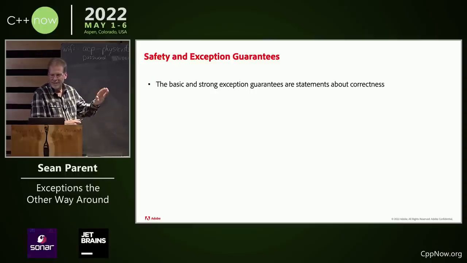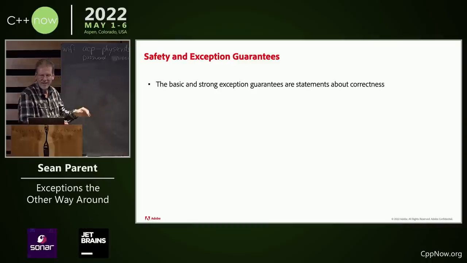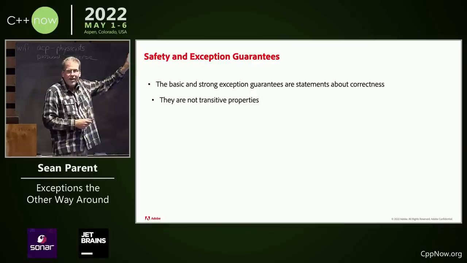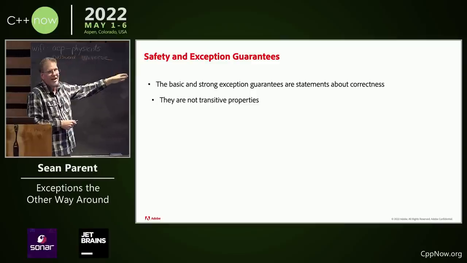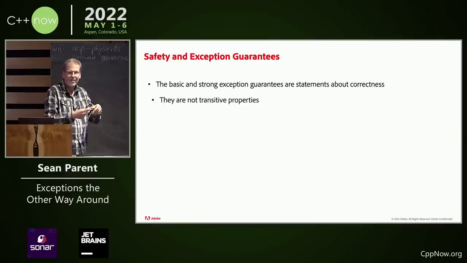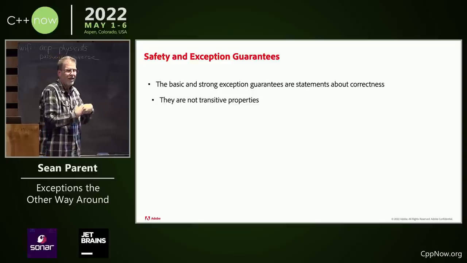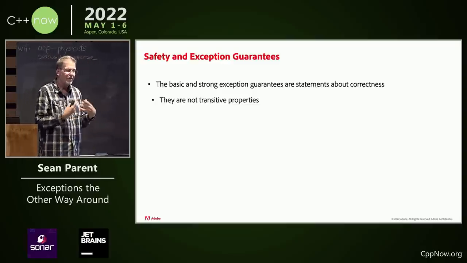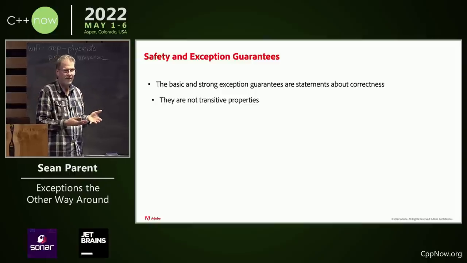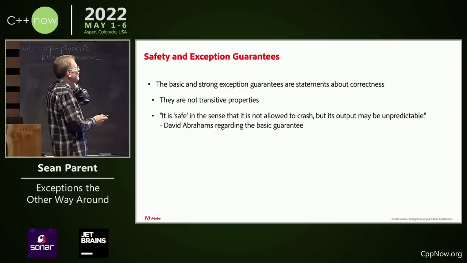Safety is about the consequences of violating preconditions. Guarantees only hold when preconditions are satisfied. Okay. The basic and strong exception guarantees are not transitive properties. Right? They're statements of correctness. Just because I have two vectors and my two vectors provide a basic exception guarantee doesn't mean that I can write my zip vector and that just automatically satisfies the basic exception guarantee.